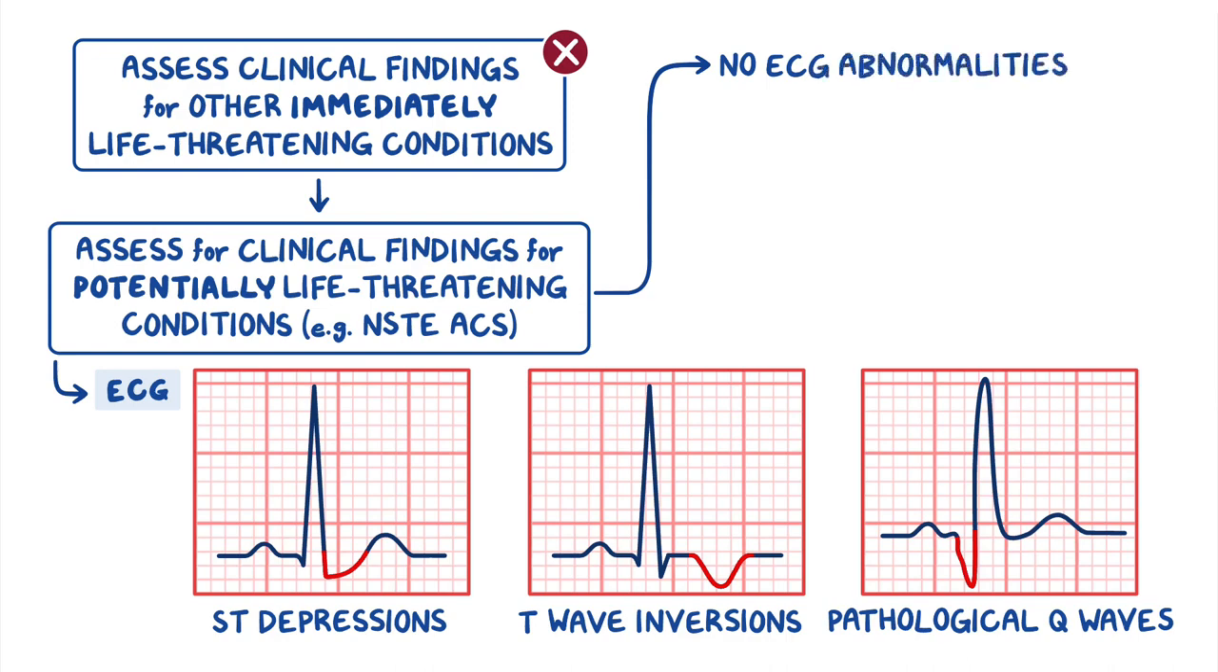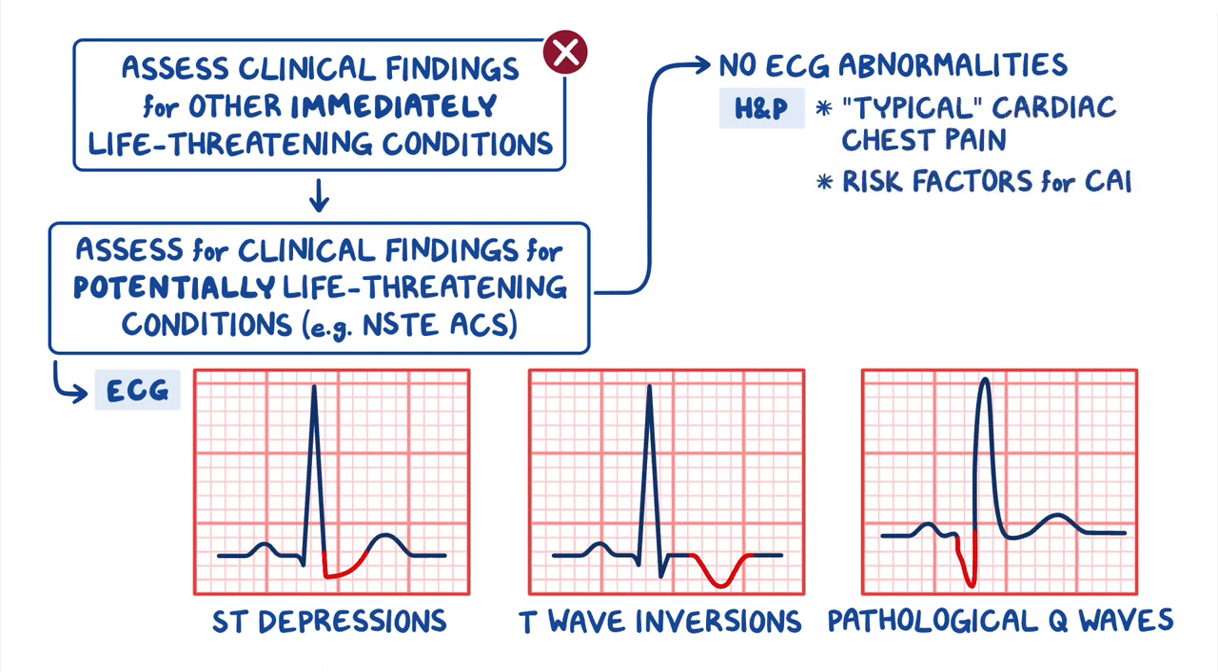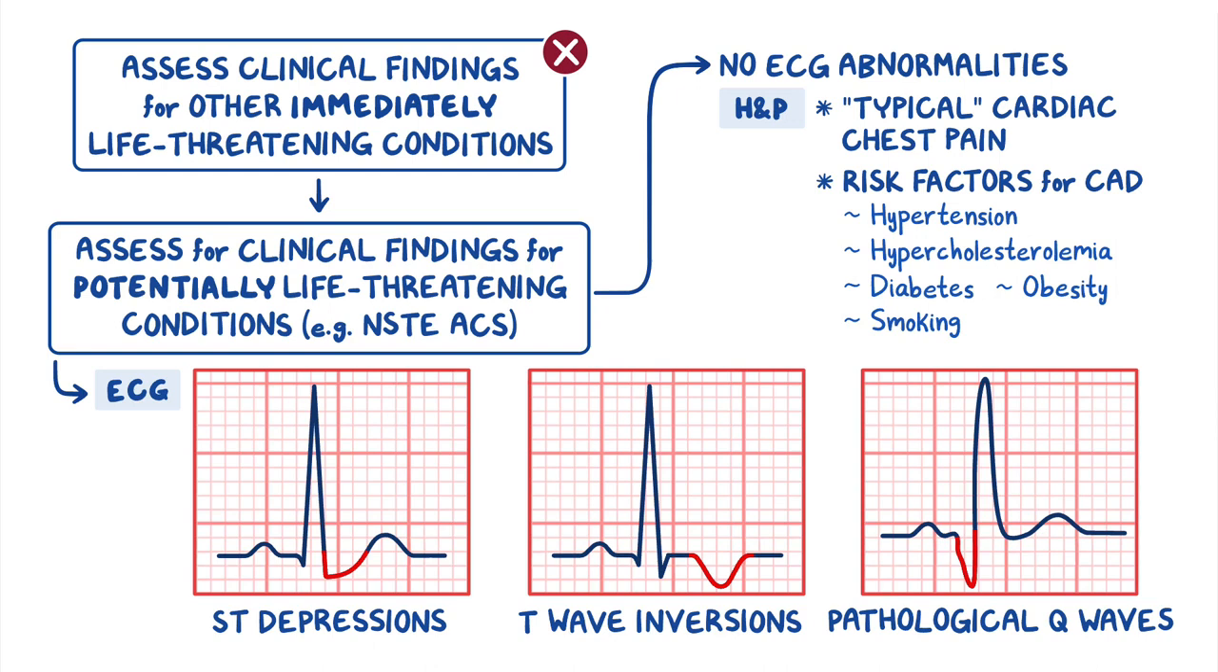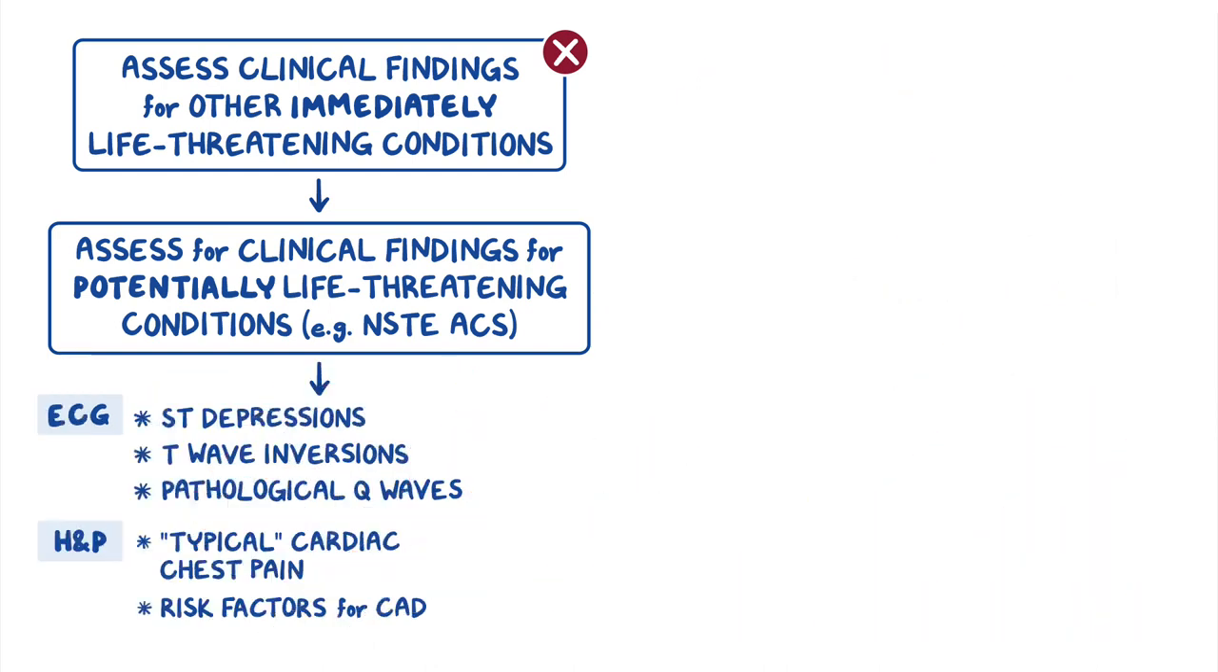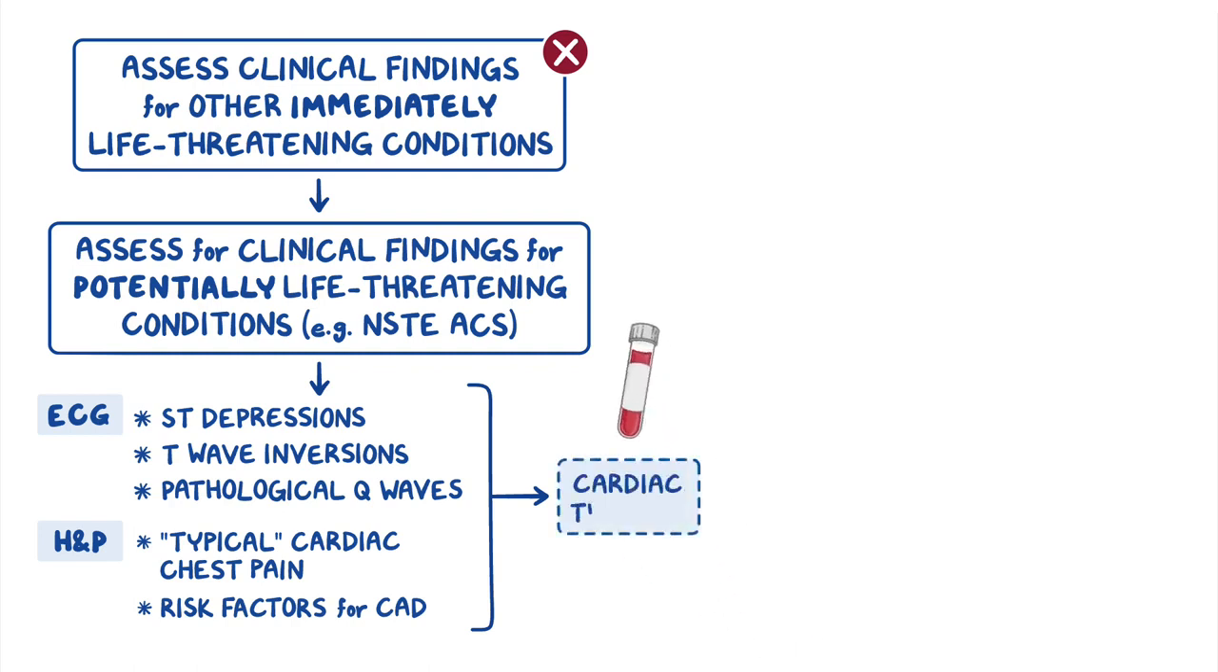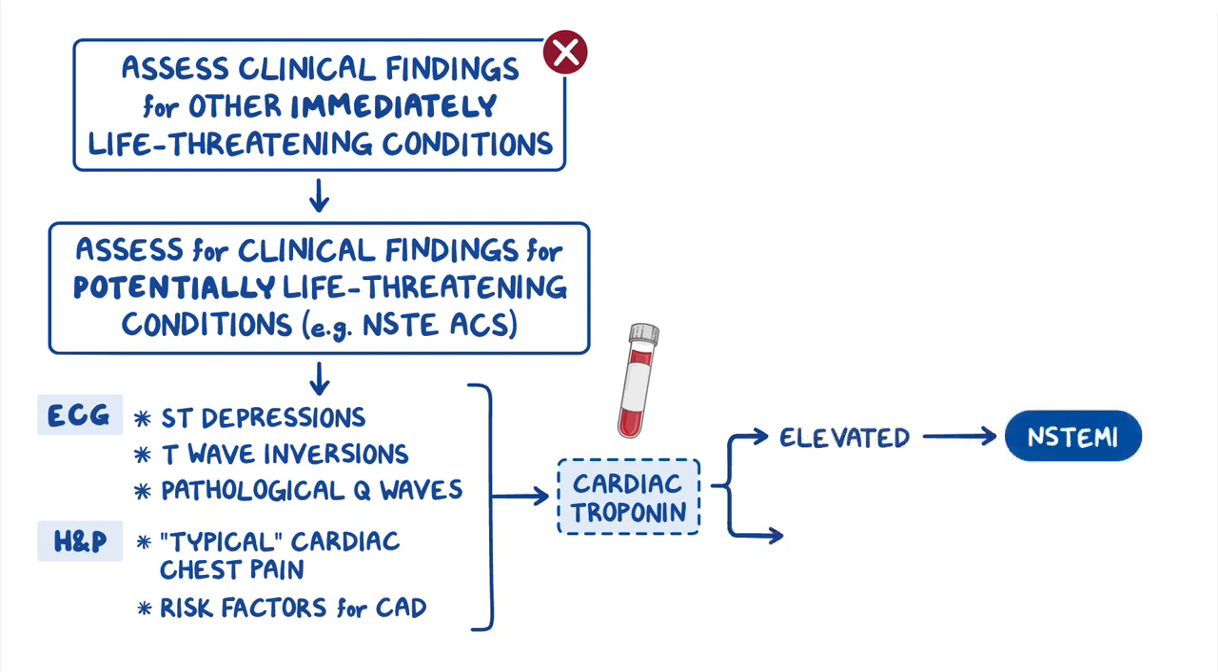If that's the case, consider the following. Does your patient have typical cardiac chest pain? Do they have risk factors for coronary artery disease like hypertension, hypercholesterolemia, diabetes, obesity, or smoking? If the ECG or H&P is suggestive of non-ST elevation acute coronary syndrome, you should order a blood test to check for markers of myocardial injury, like troponin. If troponin levels are elevated, your patient has NSTEMI, while normal levels indicate unstable angina.